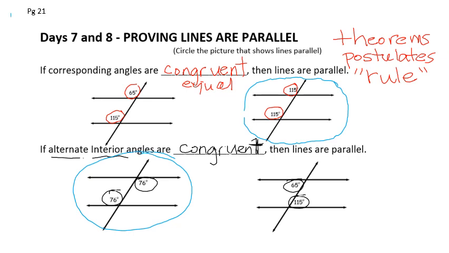The important thing to remember is that we need to have something in both neighborhoods. Notice how the corresponding angles have something in the top neighborhood and in the bottom neighborhood. Same thing with the alternate interior angles. They have something in the top neighborhood and in the bottom neighborhood. It's very important when we're proving lines are parallel.